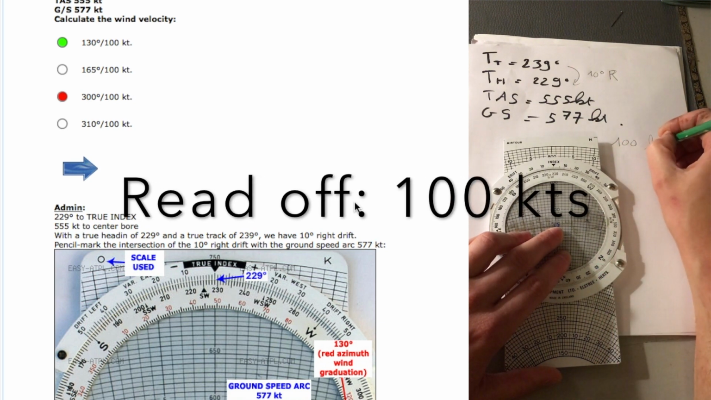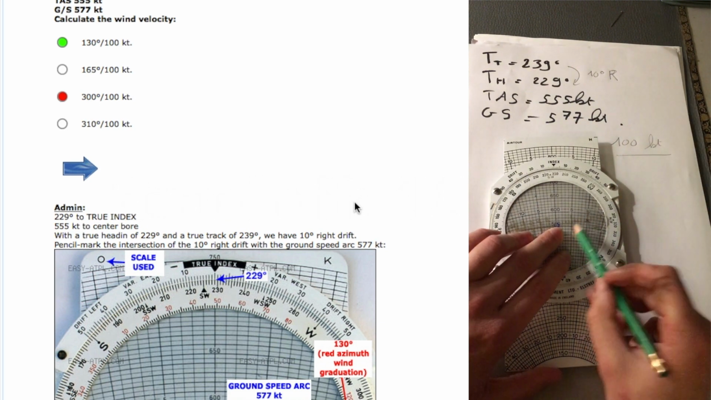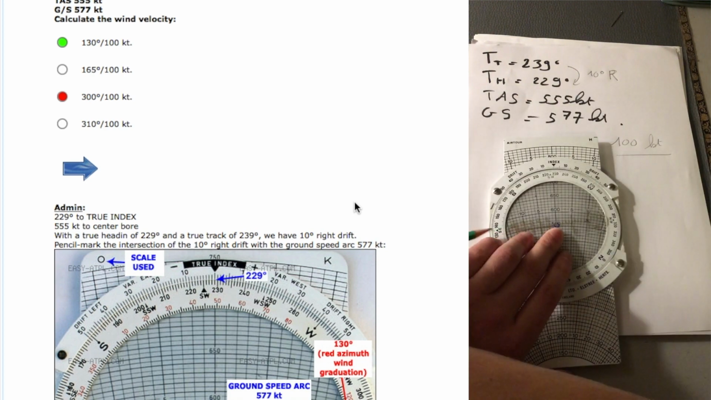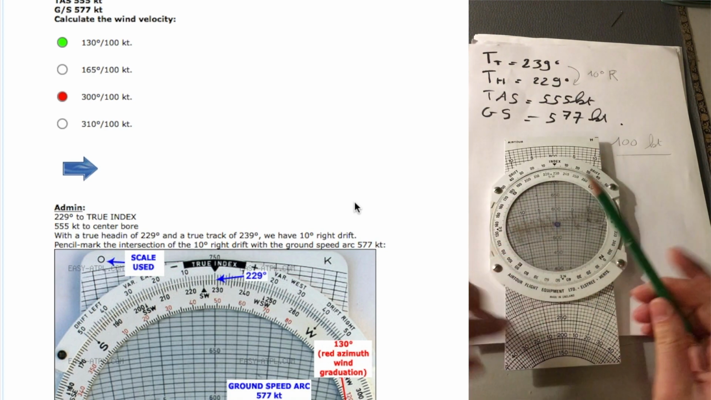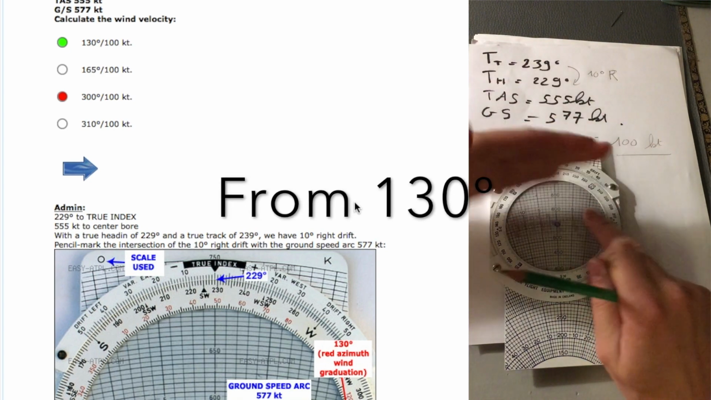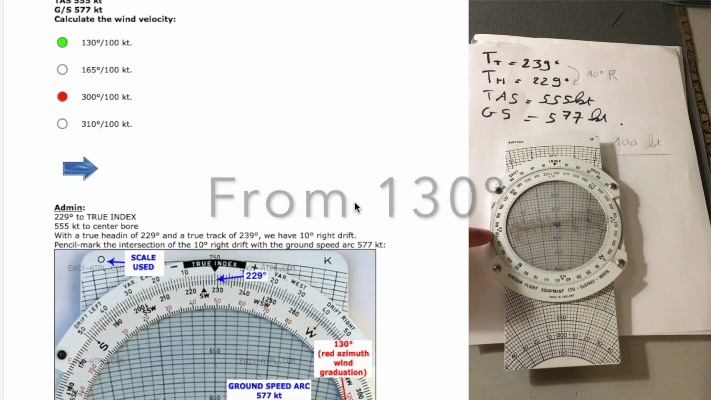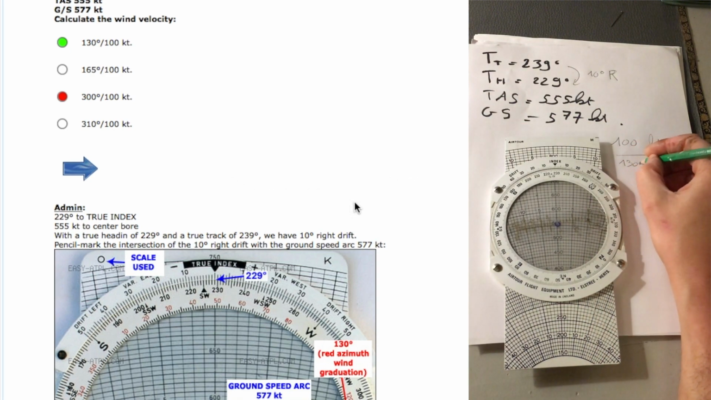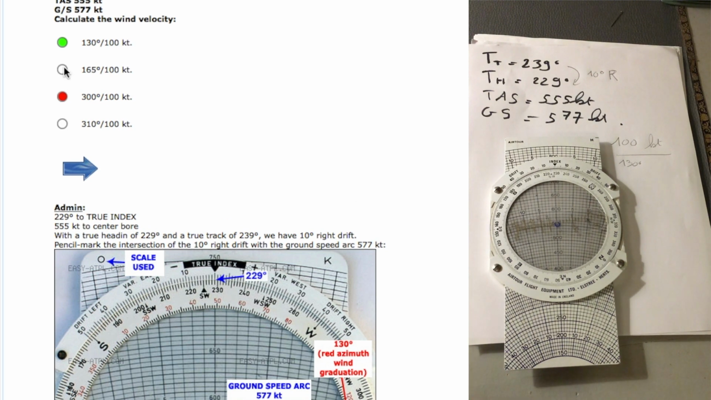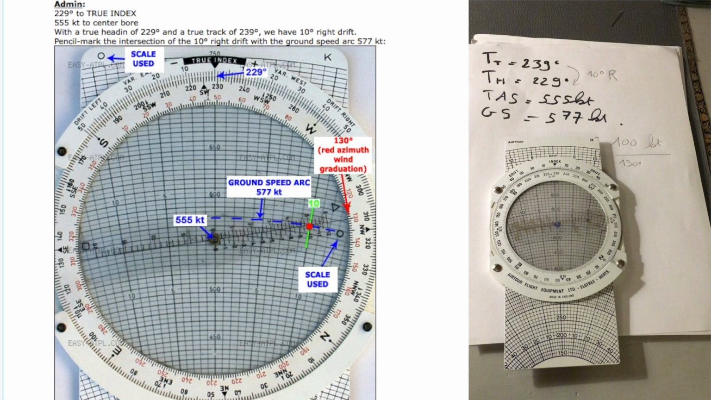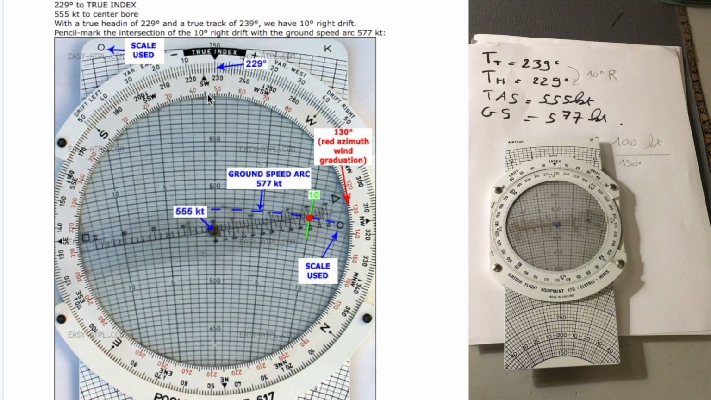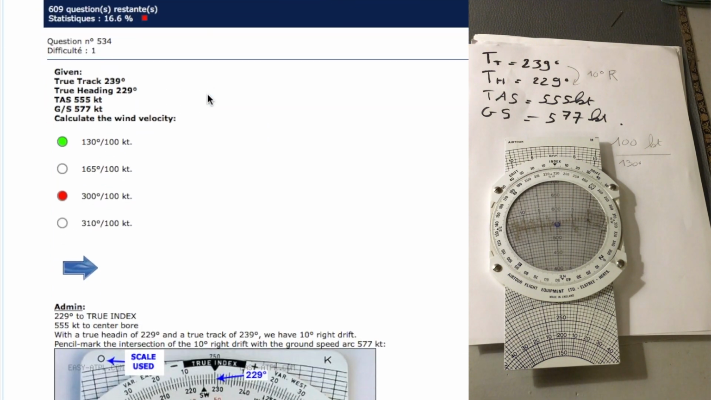So the wind is 100 knots and it's coming from here, and here is 130. This is aligned with the 130, so it's coming from the 130, and this is the correct answer. Wind 100 knots, 130 degrees. That is how you answer this problem.